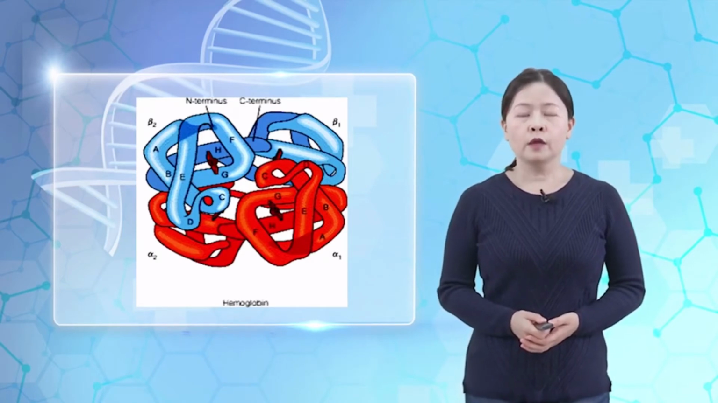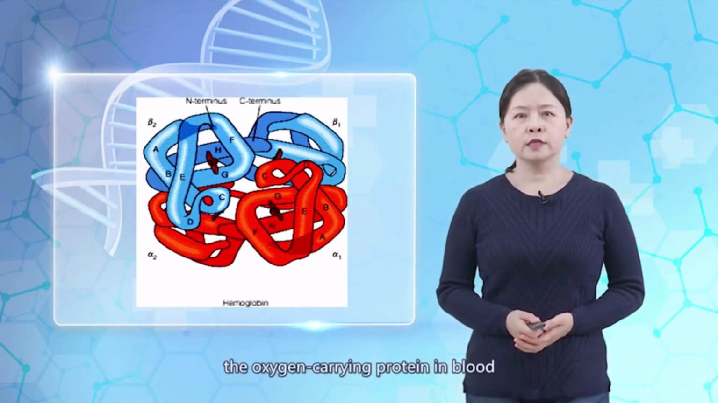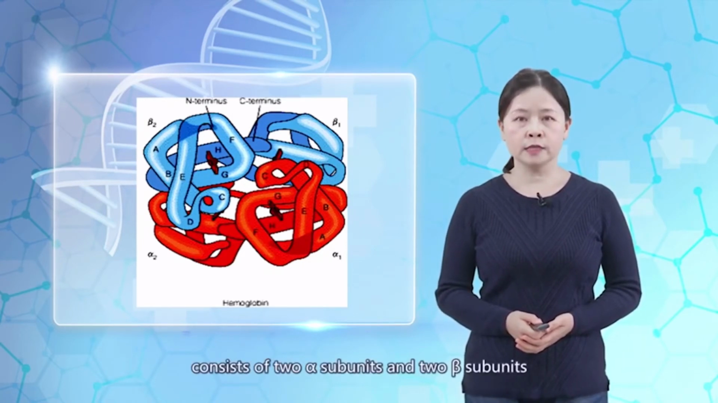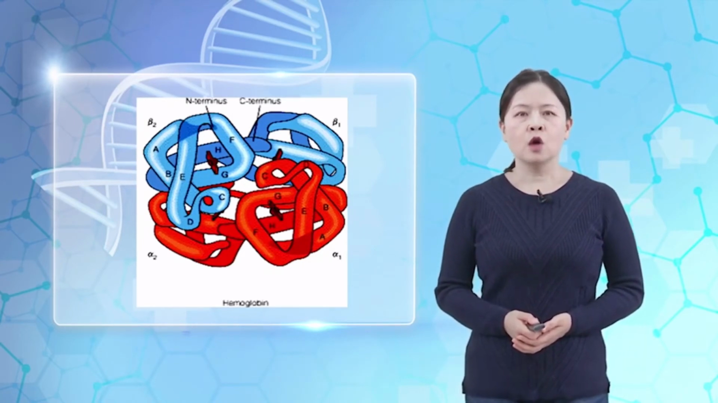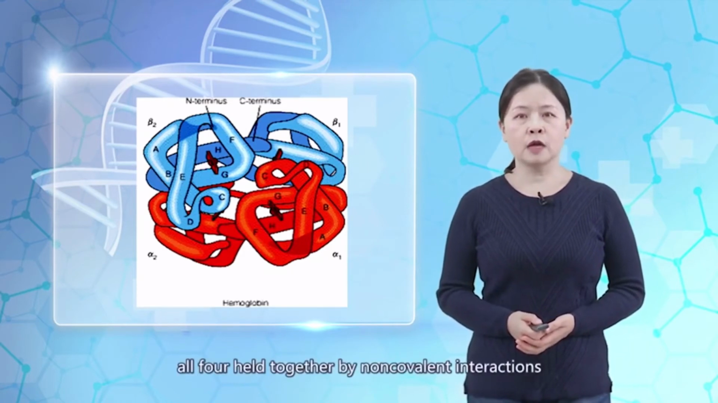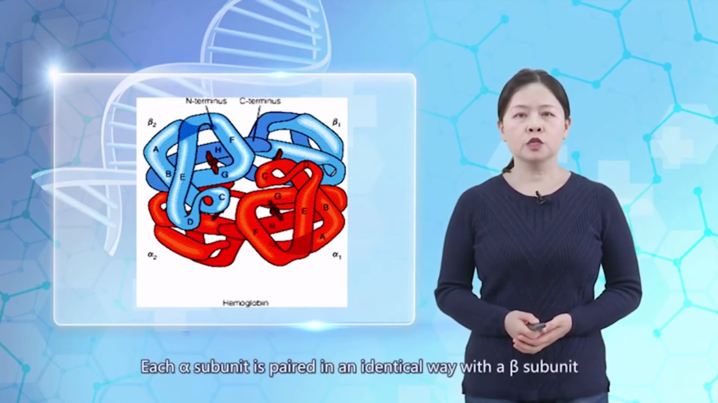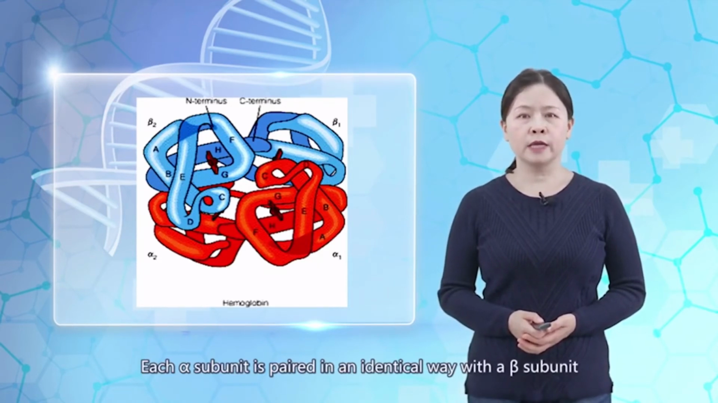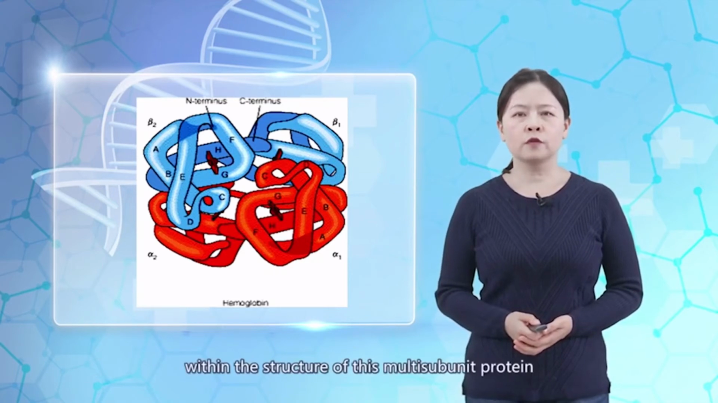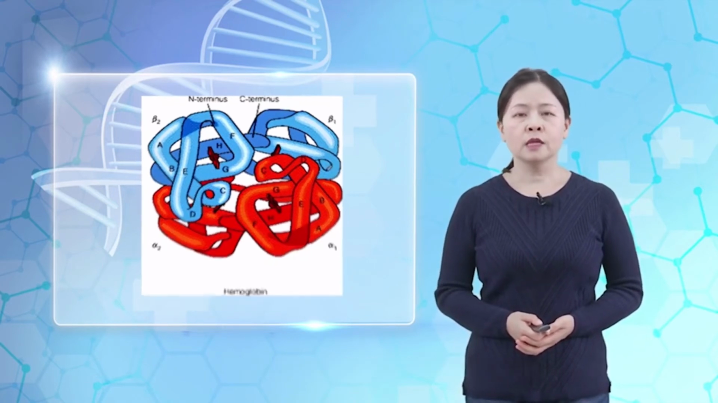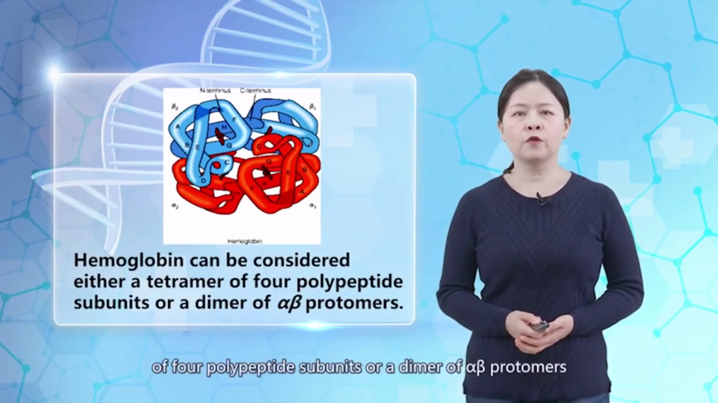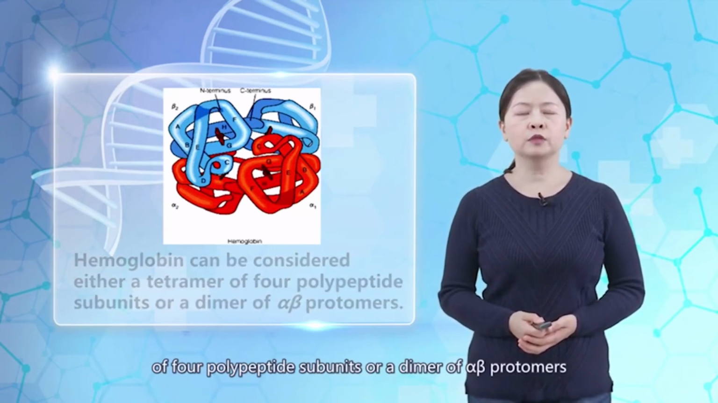For example, human hemoglobin, the oxygen-carrying protein in blood, consists of two alpha subunits and two beta subunits, all four held together by non-covalent interactions. Each alpha subunit is paired in an identical way with a beta subunit within the structure of this multi-subunit protein, so that hemoglobin can be considered either a tetramer of four polypeptide subunits or a dimer of alpha-beta protomers.